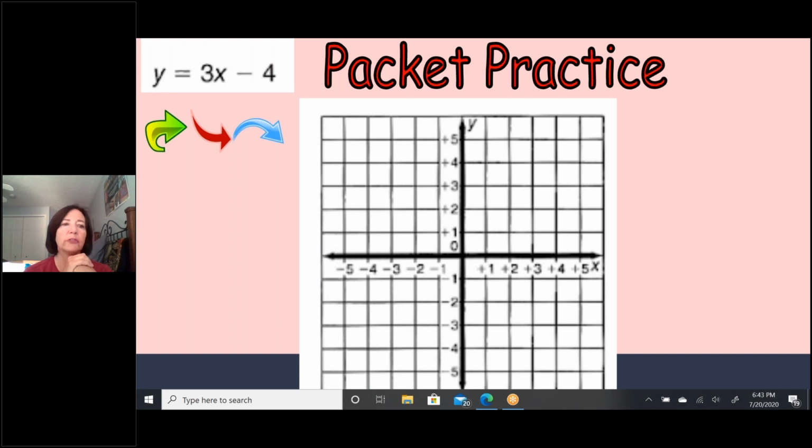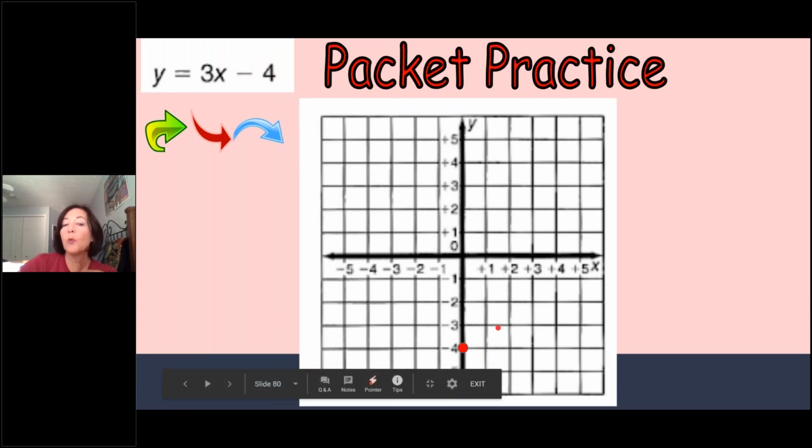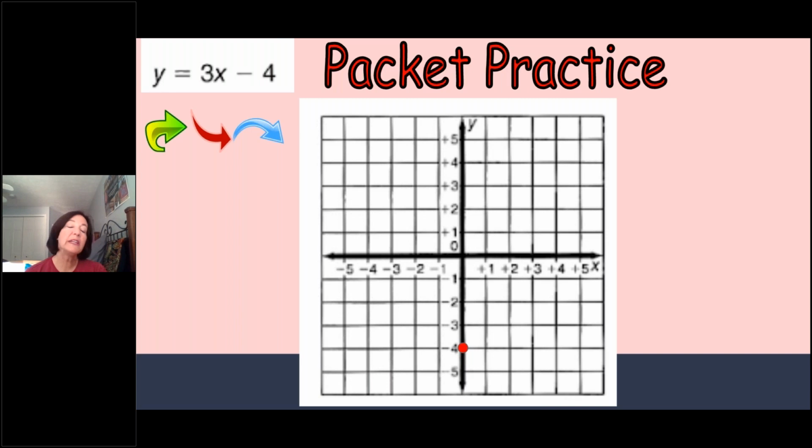So from the equation y equals 3x minus 4, what is the y-intercept? Can you tell me? Hoping that you said negative 4, because it was minus 4. Remember, you can think of that as plus a negative 4. That means that the first point that we know is going to be on our line is on the y-axis, at negative 4.